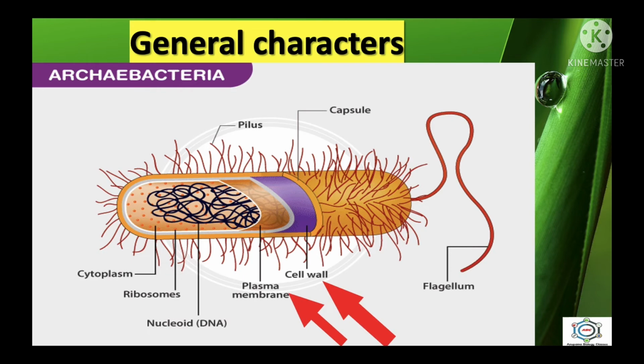So, here the outer wall is known as the cell wall. And after this, the plasma membrane is also present. The cell membrane lipids of Archaebacteria contain glycerol linked to branched hydrocarbon chains. The nucleotide sequences of archaebacterial RNA are quite different as compared to those of other organisms.